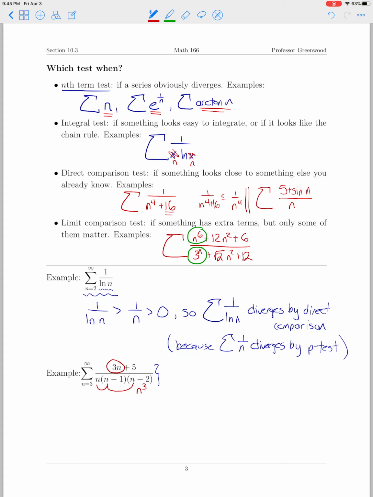And so this should converge by some combination of the p-test and then something else that can help me compare it. And so in this case, I'd probably want to use the limit comparison test. And then what I'd want to limit compare it to is 3n over n cubed. And if you do that, you'll see that the limit of the ratio is 1, and so they must do the same thing.